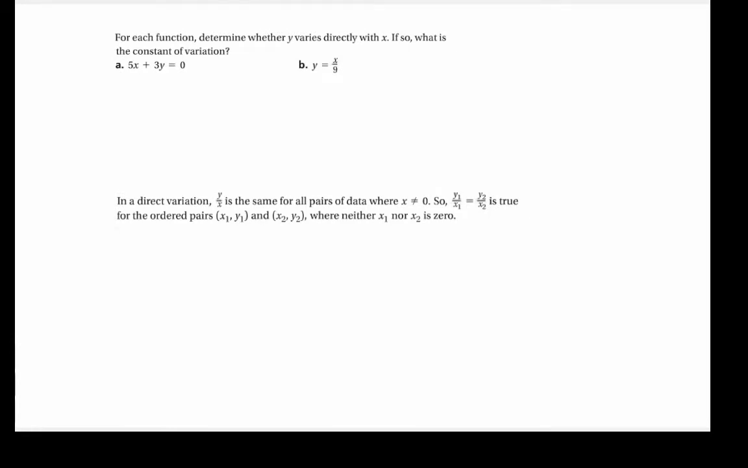So here, for each function, determine whether y varies directly with x. If so, what is the constant of variation? So in part A, remember, our direct variation equation looks like this: y equals kx. So right away we think, I've got to get y by itself. First thing I'm going to do is subtract 5x from both sides. So I get 3y equals negative 5x. Divide both sides by 3, I get negative 5 thirds x, or negative 5x over 3.